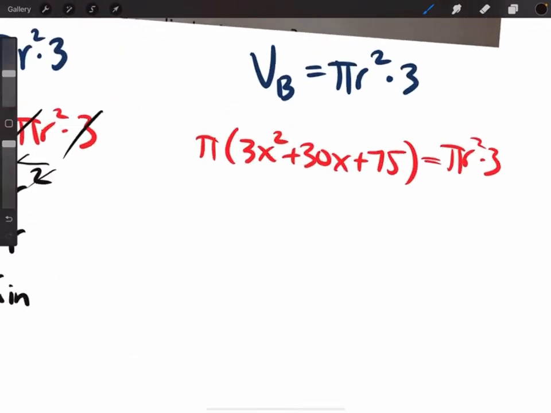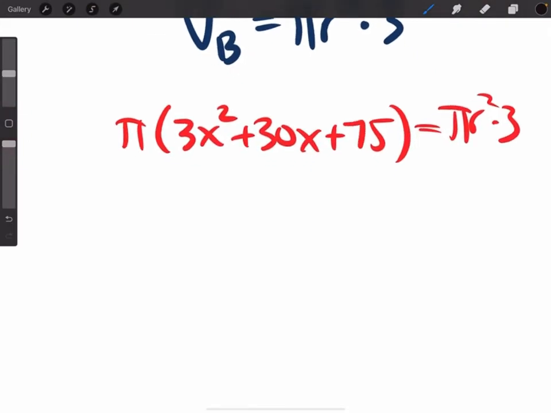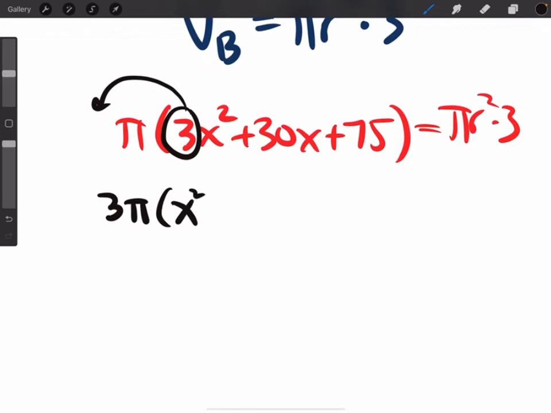Now over here, we can definitely factor something out. A 3 is in common between those terms. So I'll take this 3 and I'll factor it out. You've got 3 pi on the outside. And remaining factors on the inside. Divide by 3 on all of them. Got x squared plus 10x plus 25. Equals pi radius squared times 3.